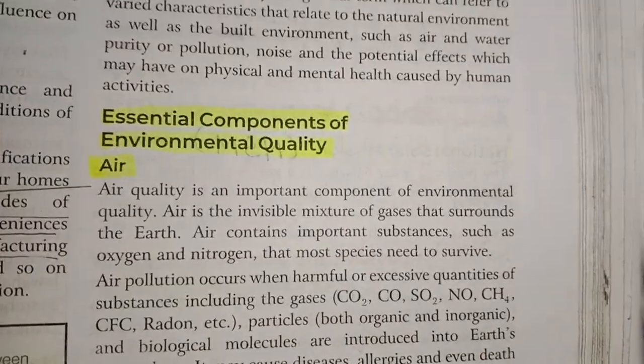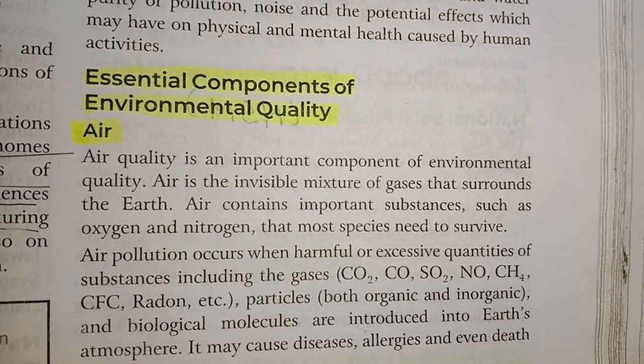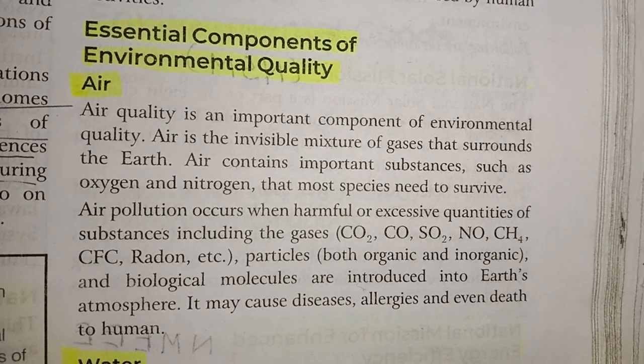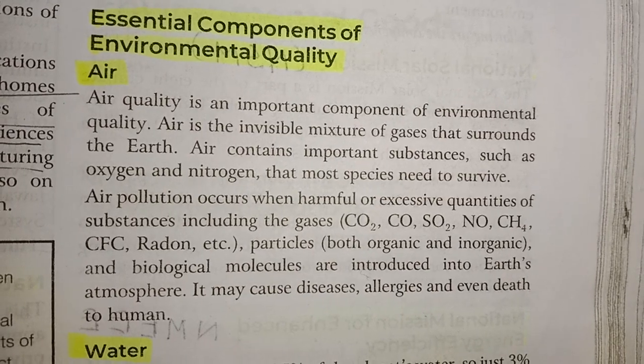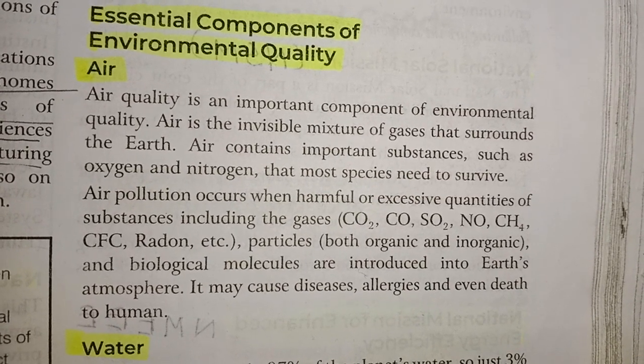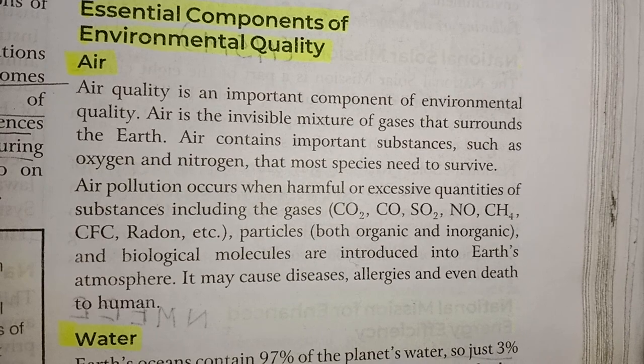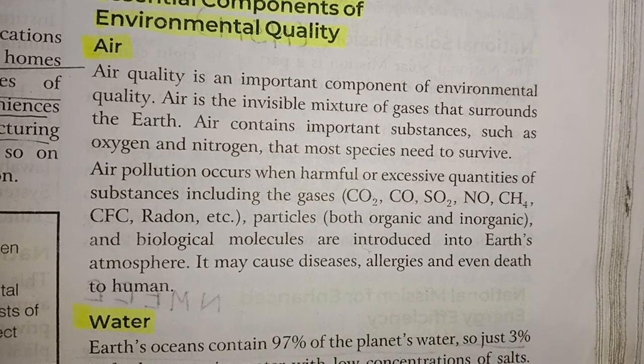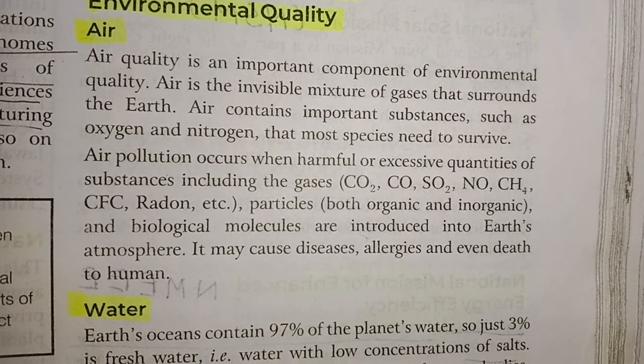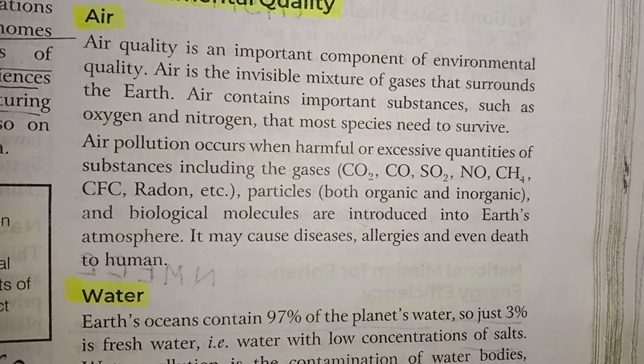Essential components of environmental quality. Air. Air quality is an important component of environmental quality. Air is the invisible mixture of gases that surrounds the earth. Air contains important substances such as oxygen and nitrogen that most species need to survive.